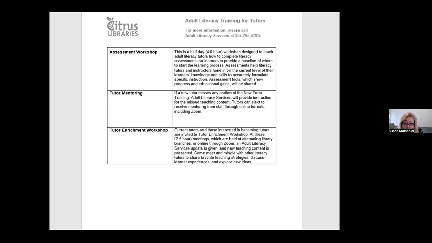And then we've talked a little bit about the tutor enrichment workshop. I like to have them about 2.5 hours, and we would hold them at different locations. We always gave an update about what's going on in the literacy program, and always had quite a bit of new teaching content.